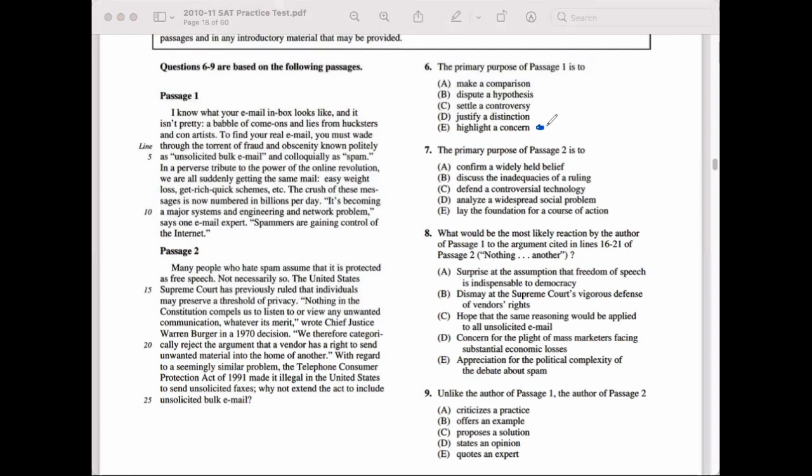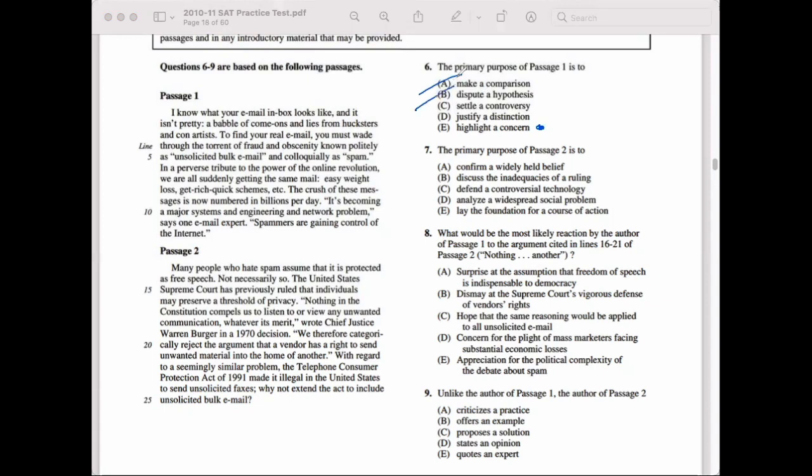Now, option A cannot be correct because there is no comparison in the passage. It's not like the passage is comparing the email age with the pre-email age. So option A can't be right. Option B, dispute a hypothesis. There is no hypothesis that is being disputed. It's not that the passage says that this is what was said or this is what was believed, but now that it is not true, right? So it is not disputing a hypothesis.